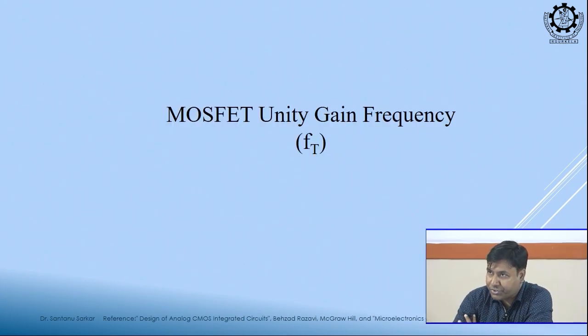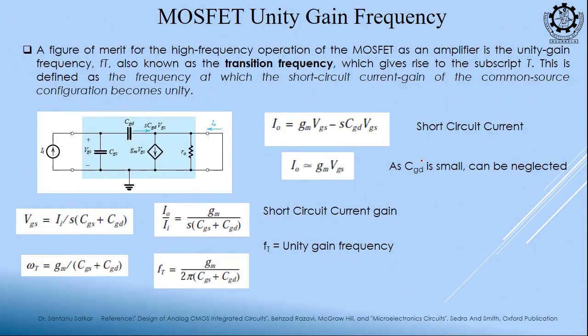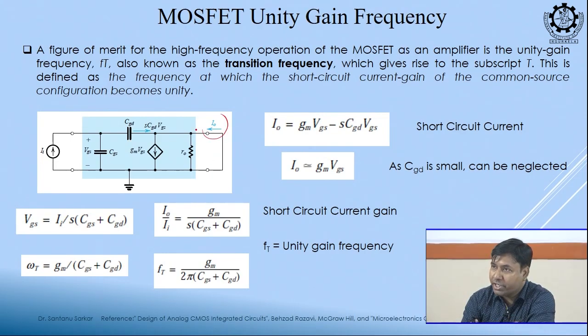MOSFET unity gain frequency. In this high frequency model, suppose we short the output side and try to calculate the short circuit current, then we will get I0 is equal to GM VGS minus S CGD VGS. If we solve this KCL, we will get this. Now, as CGD is very small, we can neglect this term. So, my I0 is GM VGS, that we already know. One extra term will come due to this.